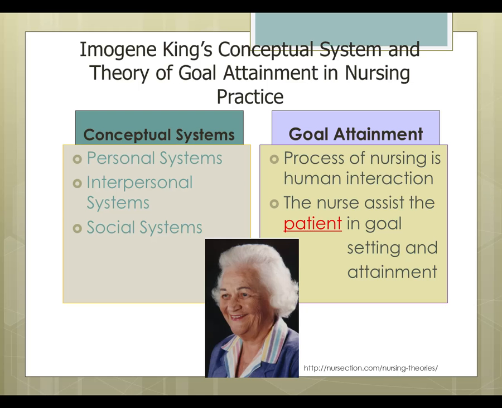And their goal setting is often dependent upon their conceptual systems. Their ability to attain goals is set on the conceptual systems. So what are their personal systems that may be holding them back, interpersonal or social systems?